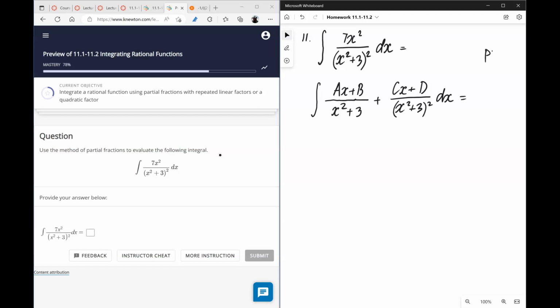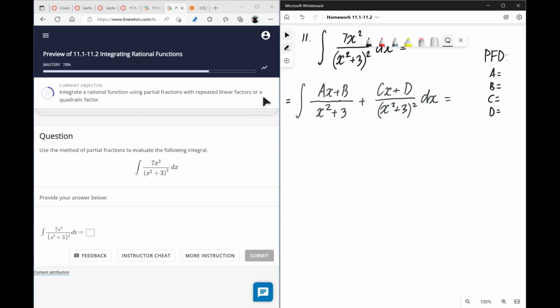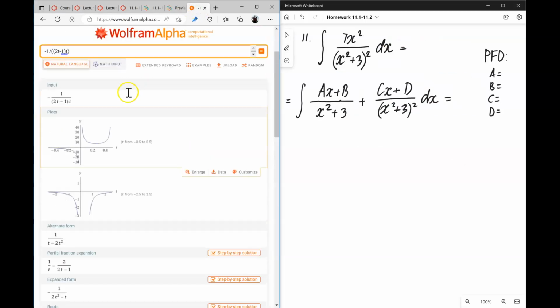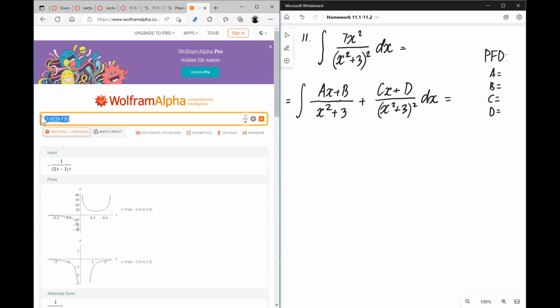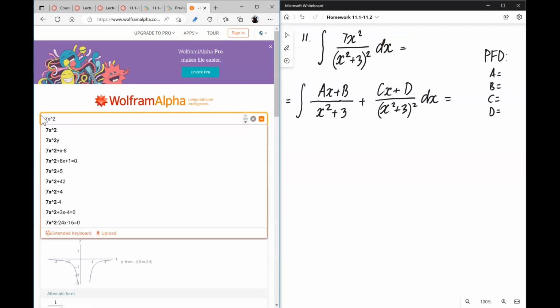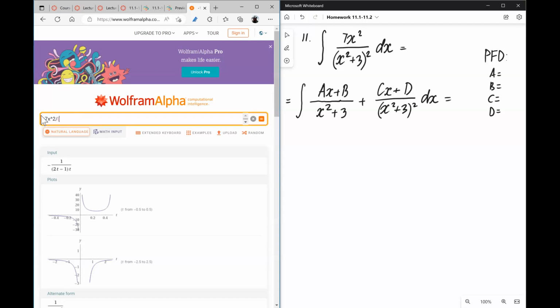Now we should be able to use the methods of partial fraction decomposition learned in algebra to identify a, b, c, and d. But as previously, I'm going to delegate this task to technology. So I'm going to put this problem in Wolfram Alpha: 7x squared divided by (x squared plus 3) squared.